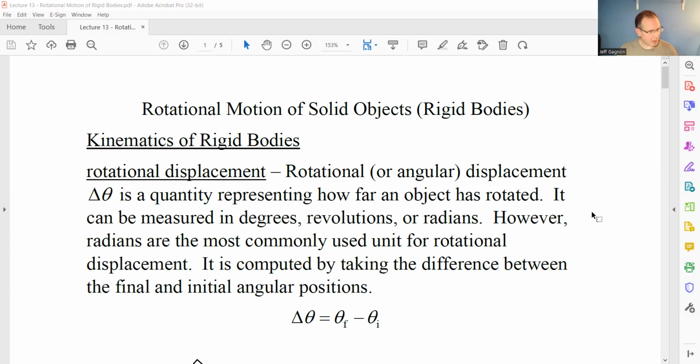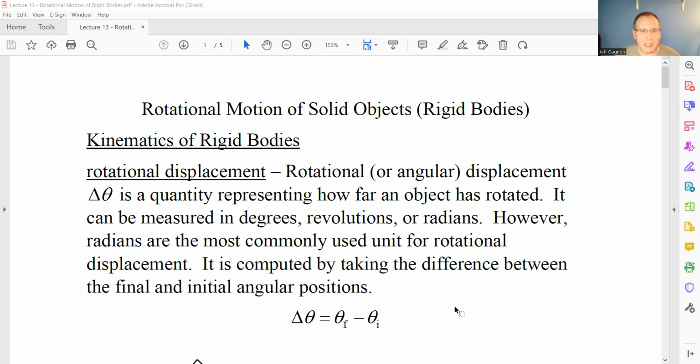All right, we need to talk about a few definitions first. The first definition is something called rotational displacement. Rotational or angular, I'll use those two words interchangeably. I'll sometimes just call it angular displacement. First of all, it's denoted as delta theta, so change in theta. It's a quantity representing how far an object has rotated.